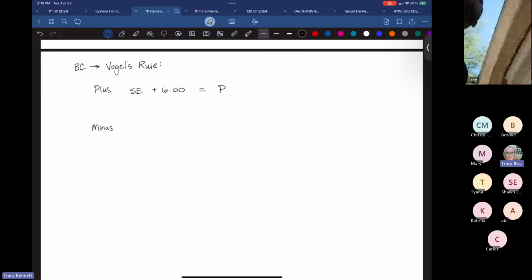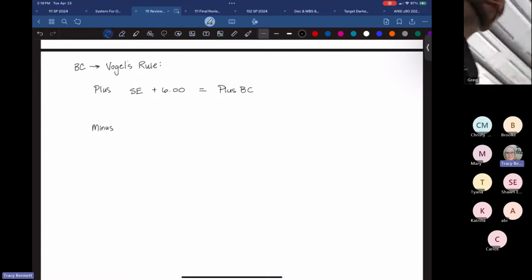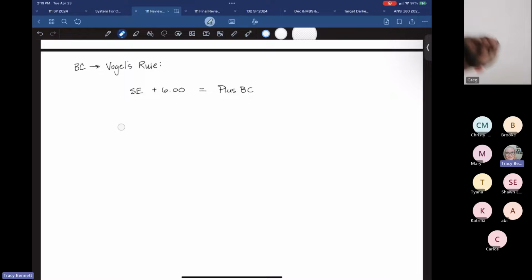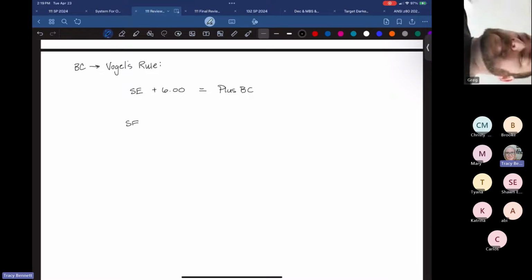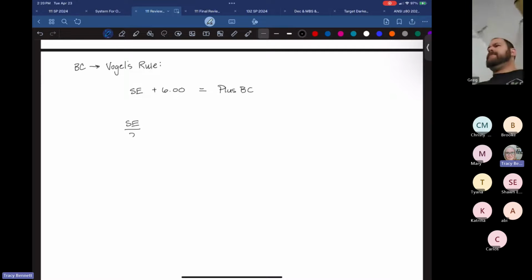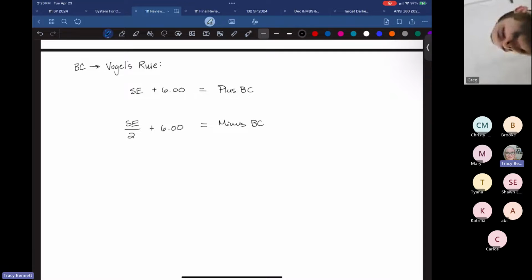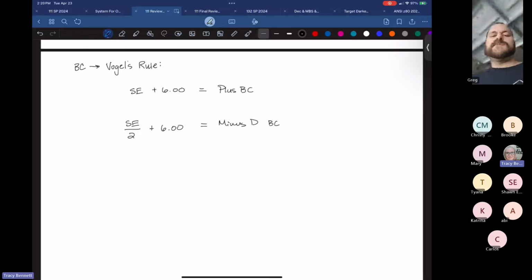Let's change that. Let's say plus power base curve. And then you have one for your minus powered lens, which is the spherical equivalent divided by 2, then you add the 6, and that's your base curve. It's not a minus base curve. I don't like that. It's minus power base curve. Same thing, but we're talking about the power of the lens.